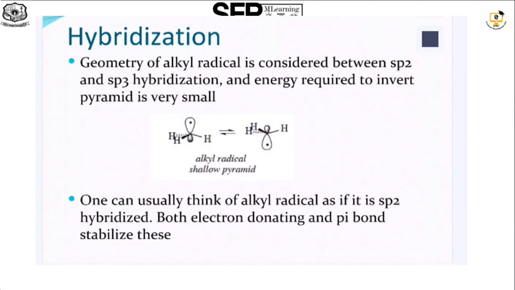Another one is hybridization. Hybridization also influences free radical stability. The geometry of a free radical is considered to be between sp2 and sp3 hybridization, and the energy required to invert the pyramidal system is very small. So it gives stability to the free radical.